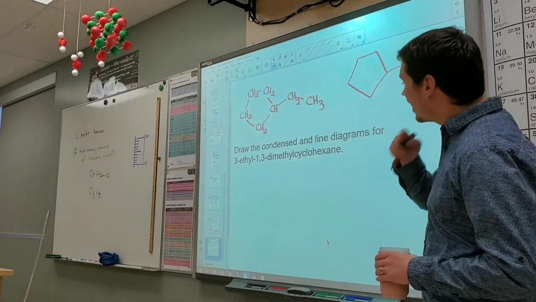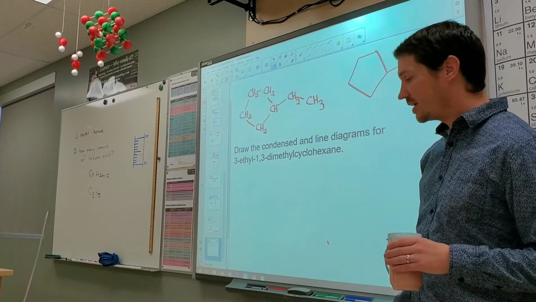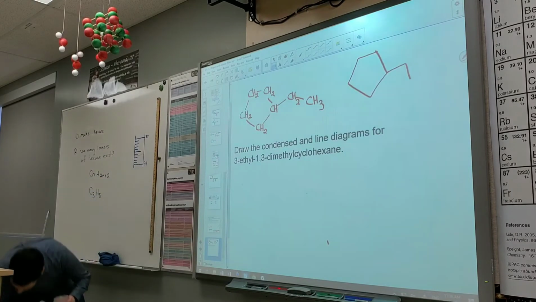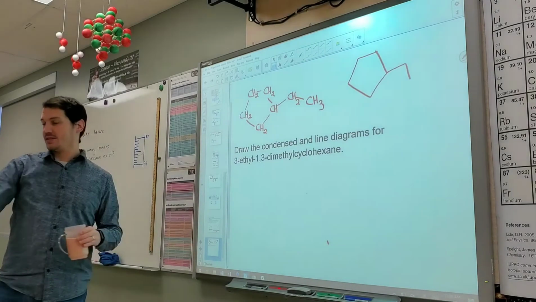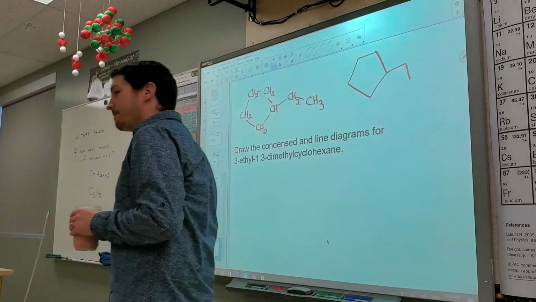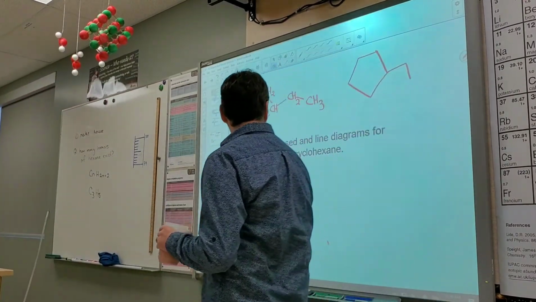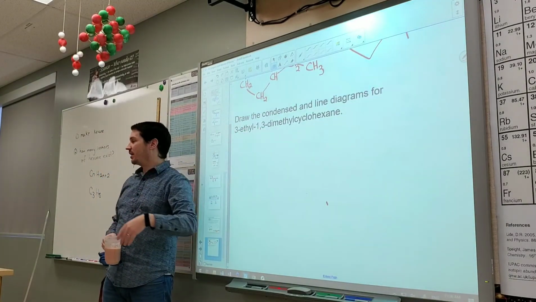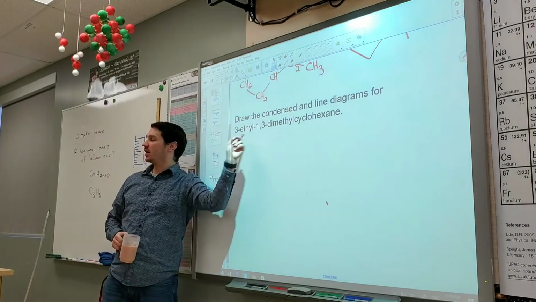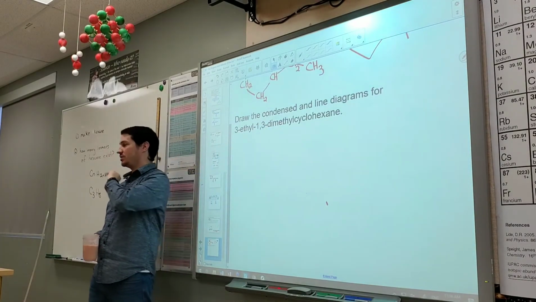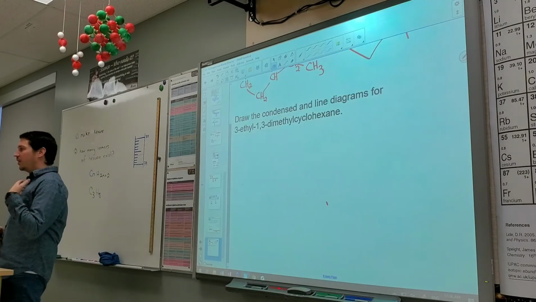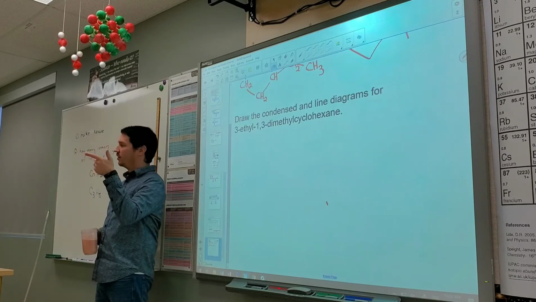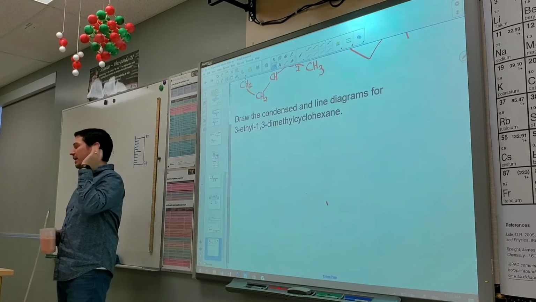Draw the condensed and line diagrams for 3-ethyl 1,3-dimethyl cyclohexane. I want to be very clear, there's something very wrong with this name. Alphabetical order? No. The di doesn't come into play, right? It's ethyl and methyl, so E comes before M. The prefixes on the prefixes don't matter. It's just ethyl, methyl, propyl, butyl, that kind of stuff.